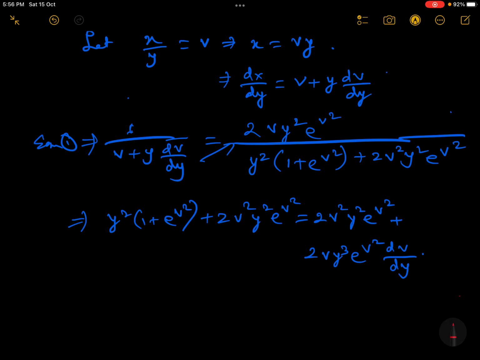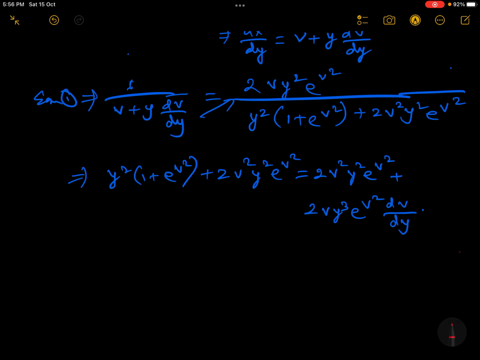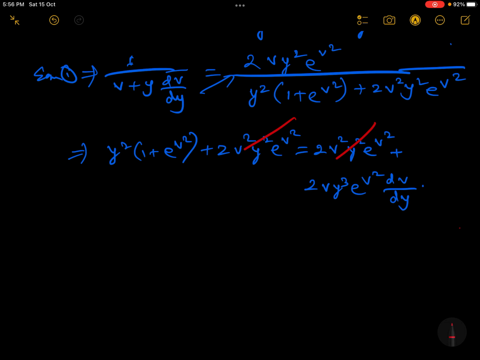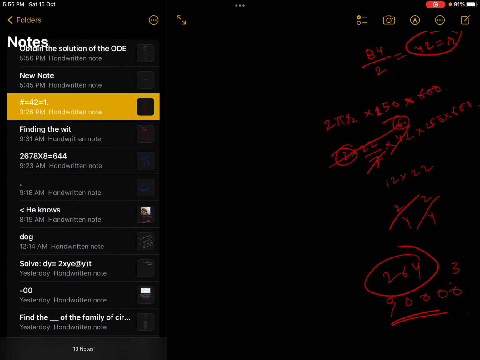Let's look out for something common here. 2v square, okay, this is gone. Same term on different sides with same sign. And furthermore, since this is gone, we can cancel this term y, and then this is also gone, and finally we get dv upon, oh sorry.